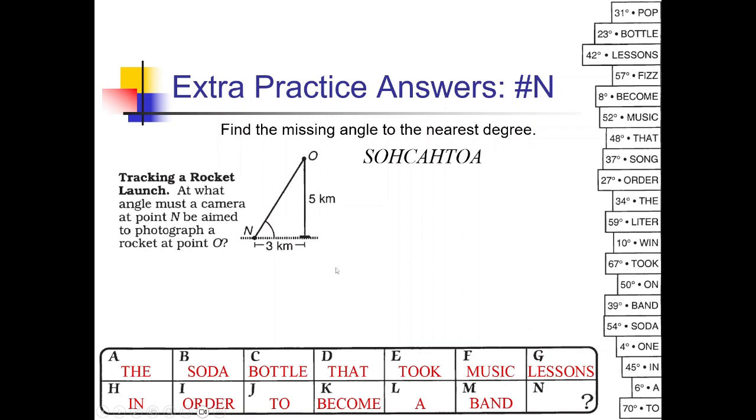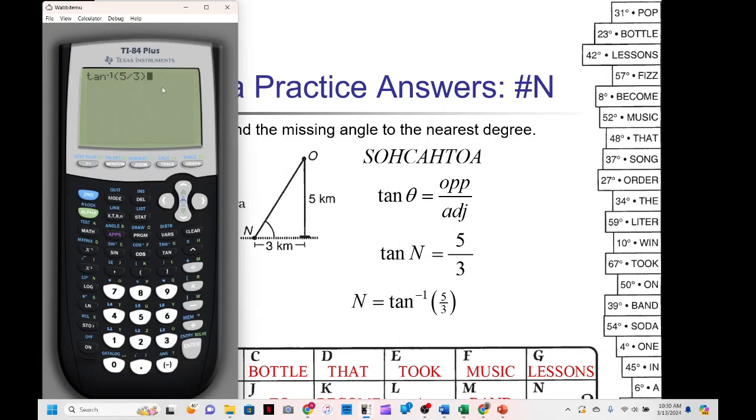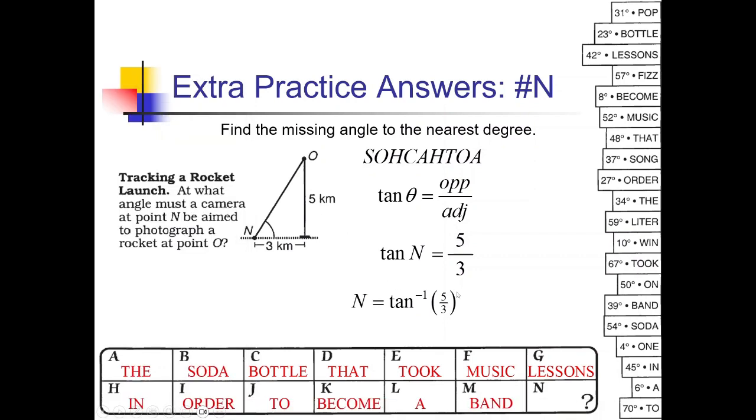So, which one are we using here? We have the opposite side and the adjacent side, not the hypotenuse. So we've got TOA, tan equals opposite over adjacent. We have tan of angle N equaling opposite side 5 over adjacent side 3. So then N itself is going to be inverse tan of 5 over 3. And then tan inverse of 5 over 3 on the calculator comes out to 59 degrees, roughly. And then 59, let's see where that is. That looks right there, liter. That's going in spot N.